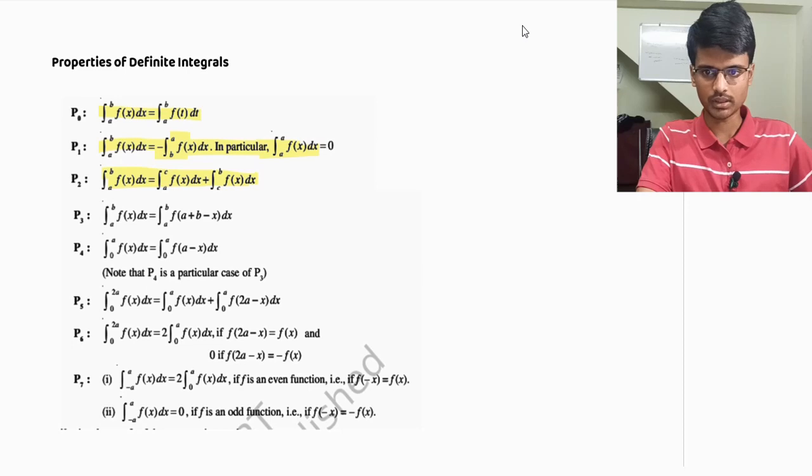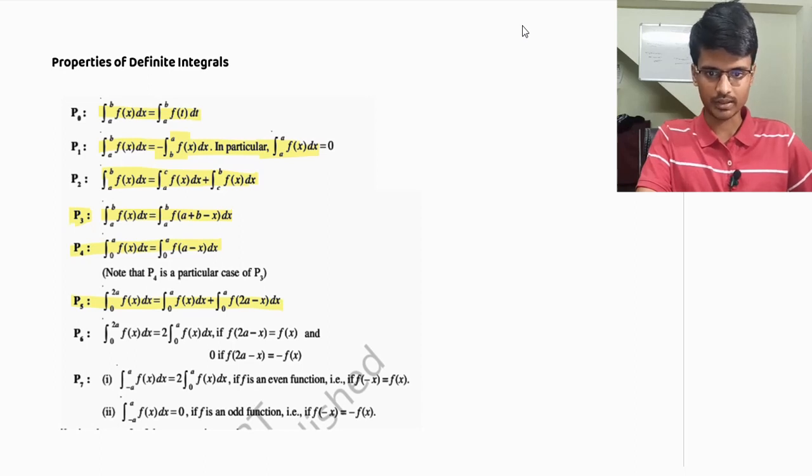The third property is a to b f of x dx is equal to a to b f of a plus b minus x dx. This is a very important property, most of the problems can be solved using this one property. P4 is nothing but the same as P3, only here we are taking the limits from 0 to a instead of a to b. Then the fifth property is 0 to 2a f of x dx is equal to 0 to a f of x dx plus 0 to a f of 2a minus x dx.